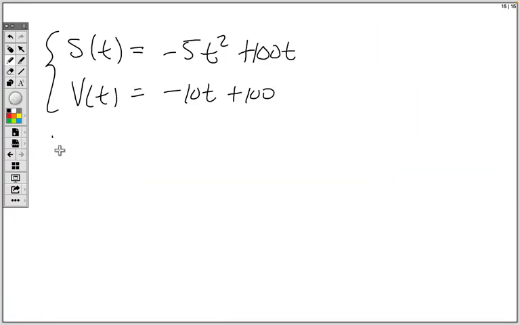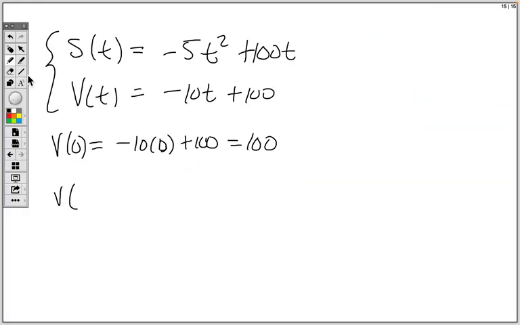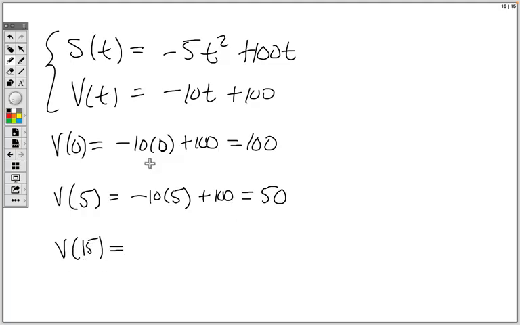All right. So v of 0, plug in 0 for t. That gives you 100. V of 5, plug in 5 for t. That's negative 50 and 100. That's going to give you 50. V of 15. That's negative 150 plus 100. That's negative 50. So this is the find part. Okay, the find part is plug the number in, get the number out.